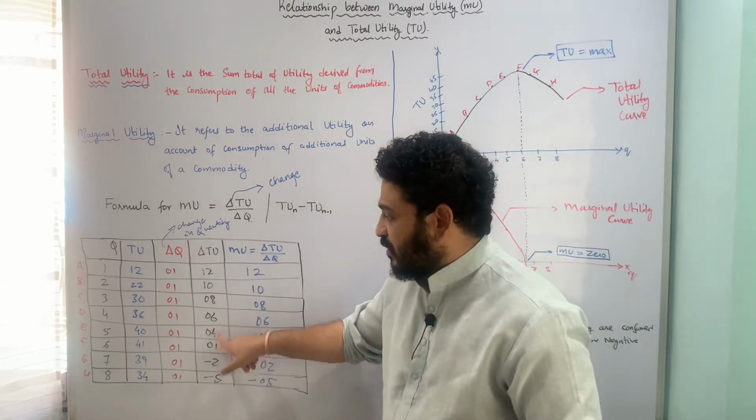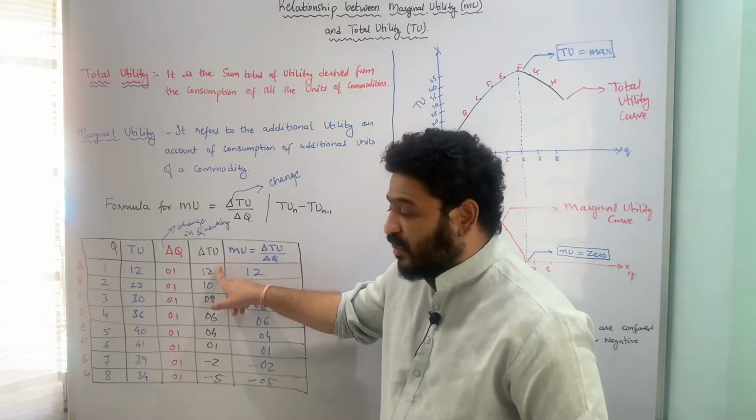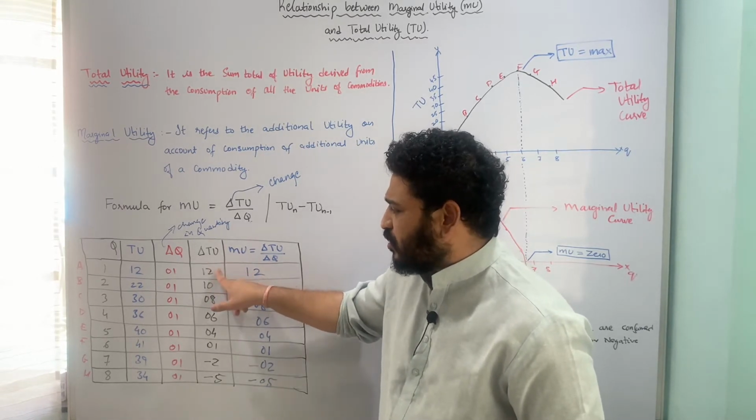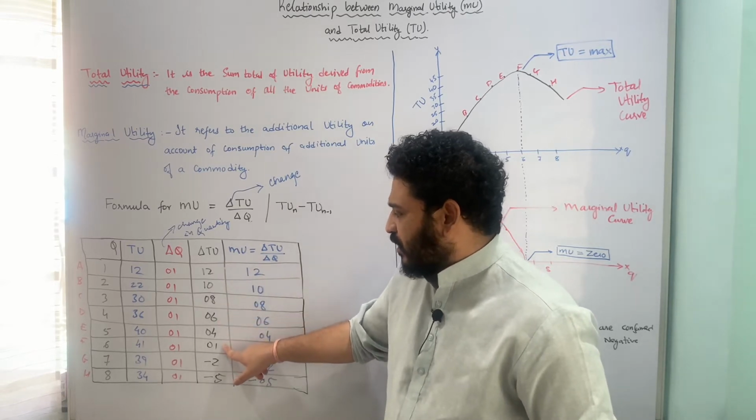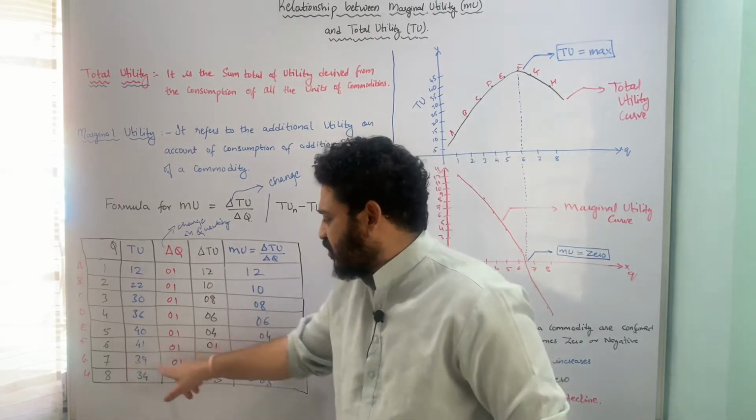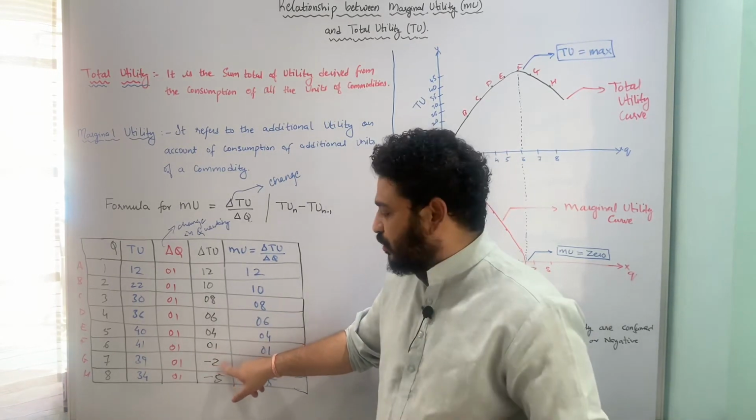Now we can see that the change in total utility is 12, 10, 8, 6, 4, 1. What is the underlying change here? I am not talking about total utility, I am talking about the change in total utility.